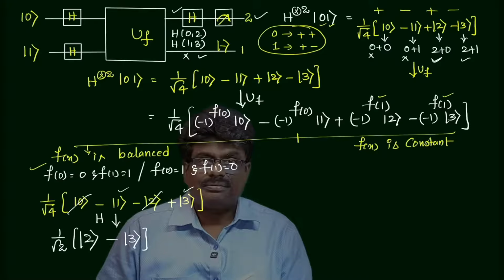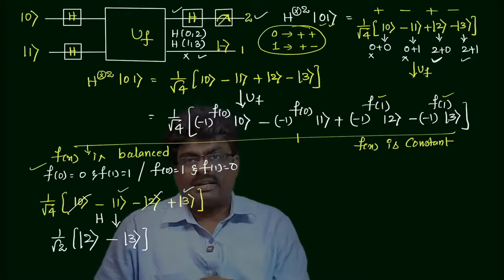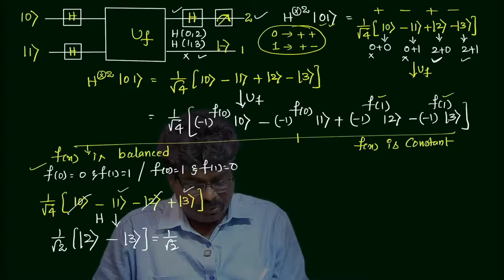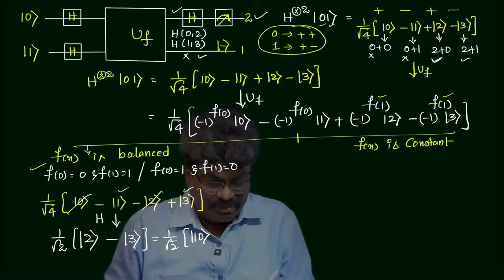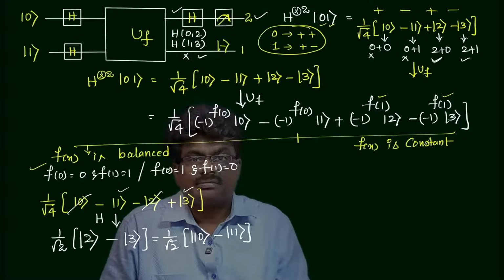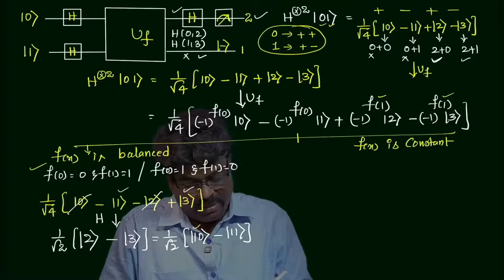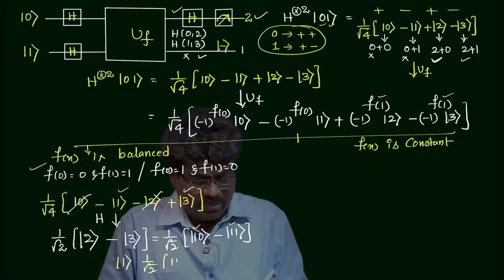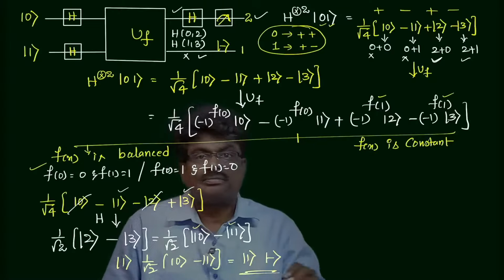Fine. Now I am converting into binary. So this is nothing but 1 over root 2, and 2 is 1 0. After doing the algebra, finally I am converting into binary only. So now what is common here? 1 is common. If I take it common, this is 1 over root 2, 0 minus 1, which is 1 minus.